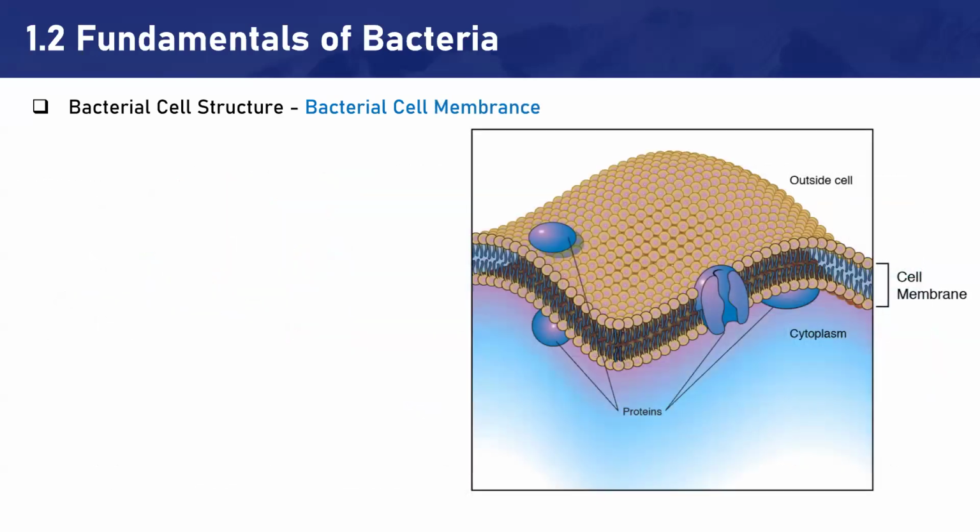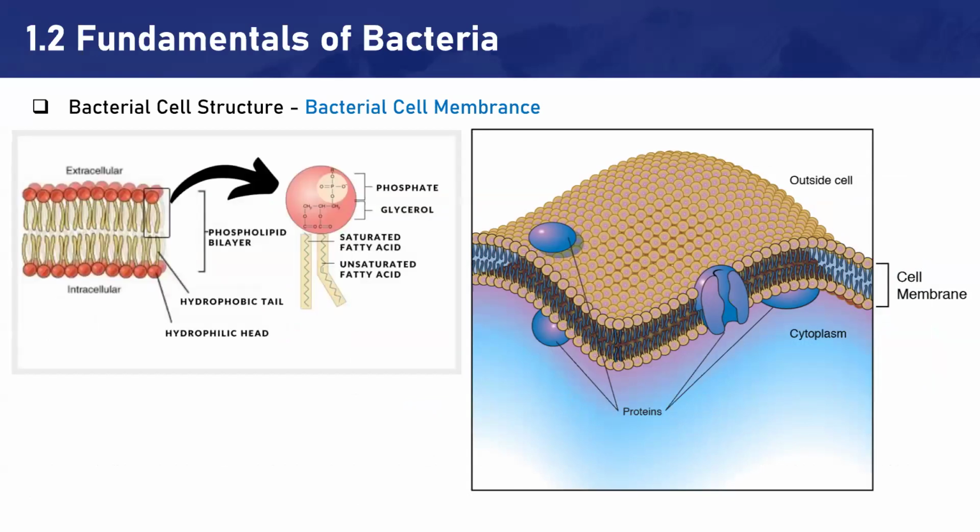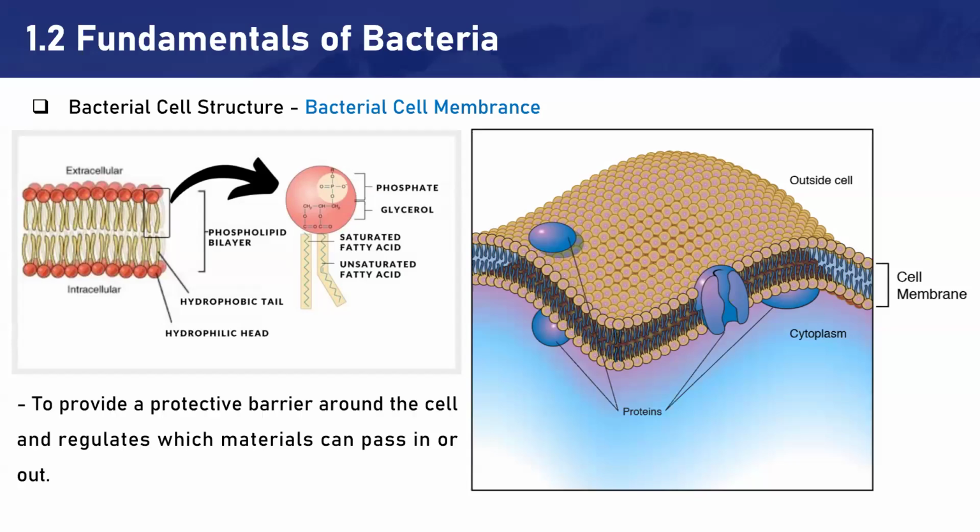I would like to mention the bacterial cell membrane. We know the cell membrane of bacteria is a phospholipid bilayer. On the surface of the phospholipid bilayer membrane, there are proteins, maybe lipoprotein or lipopolysaccharide. The cell membrane provides a protective barrier around the cell and regulates which materials can pass in or out of the cell.